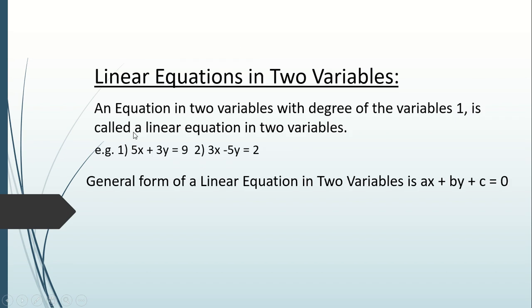Let's just revise. An equation in two variables with degree of the variables 1 is called a linear equation in two variables, and two examples of it are also given here. 5x plus 3y is equal to 9 and 3x minus 5y is equal to 2. Now the word linear means a line. So if you try to draw the graph of these two equations, we will be getting a line.